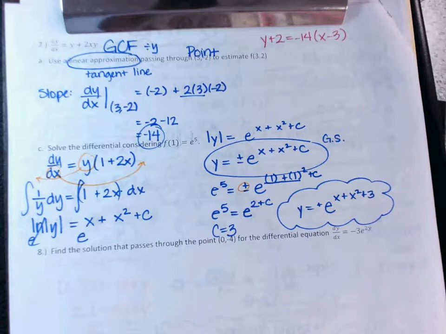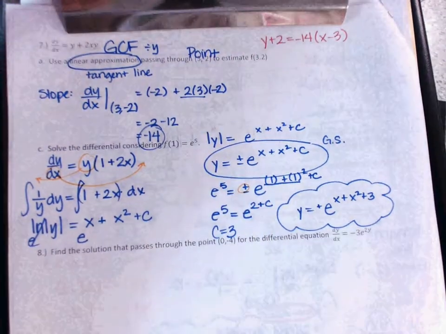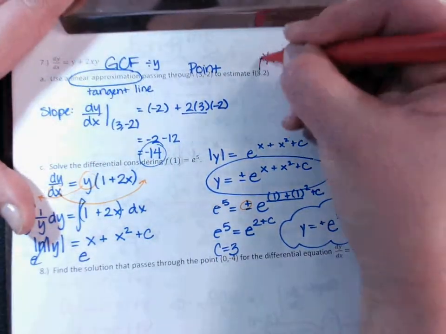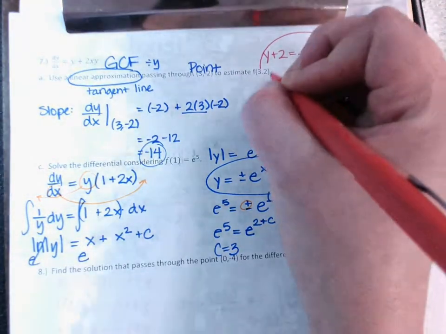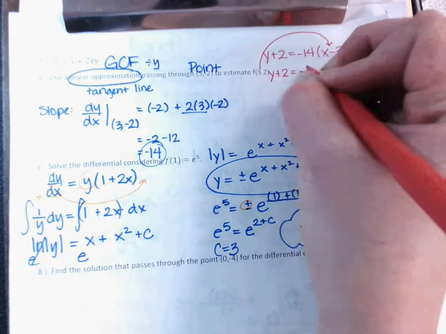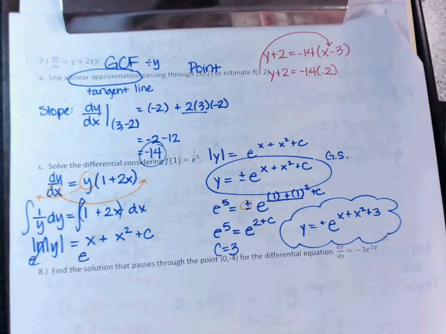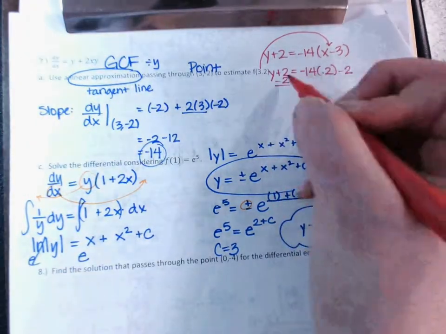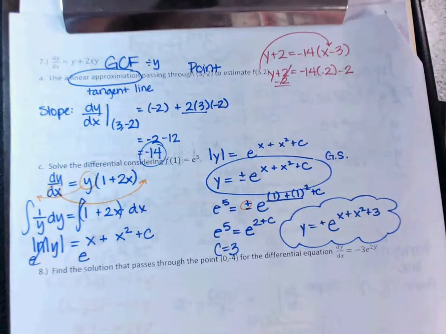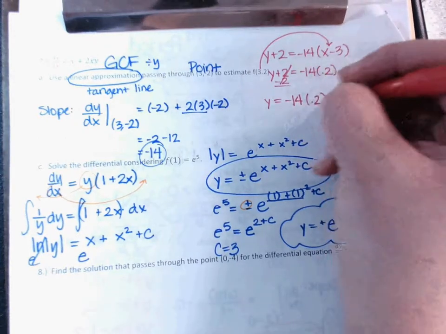And then remember, after you've written the equation, the tangent line, they're asking you to use it to estimate f(3.2). So you would plug 3.2 in right there. What is 3.2 minus 3? 0.2. Let's say that you don't know what that is. You can leave it like that. That's fine. And then how do you get rid of the plus 2? Minus 2 and minus 2. Okay? So I'd say y equals negative 14 times 0.2 minus 2.